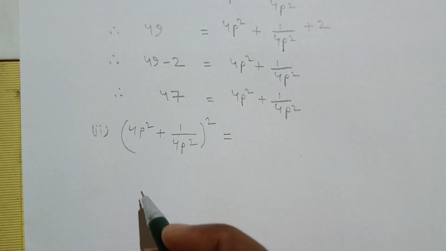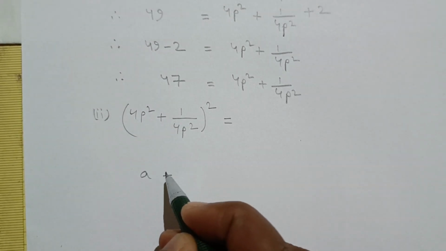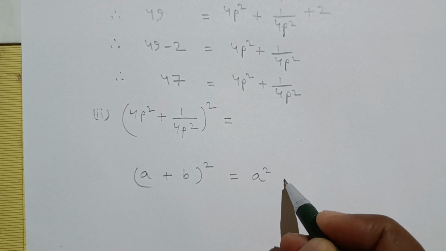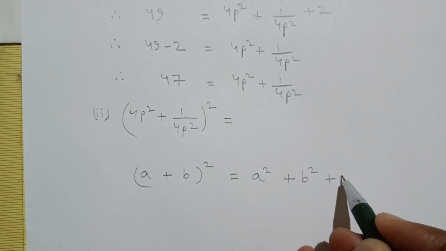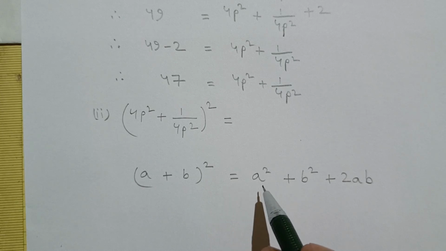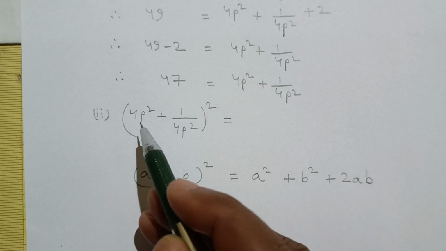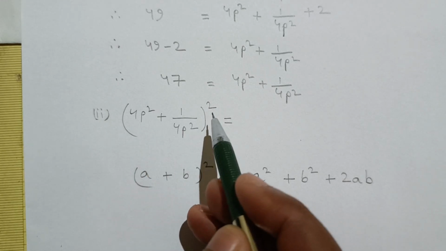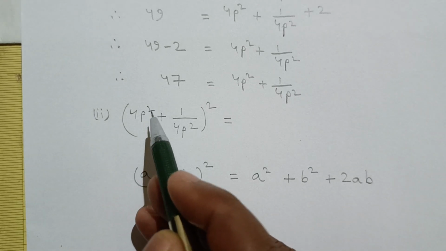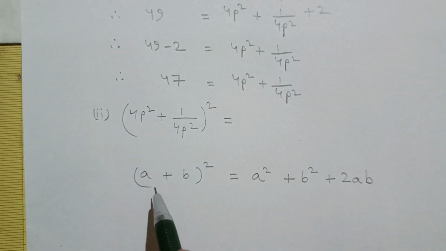So I know the algebraic identity a plus b whole square, which is a square plus b square plus 2ab. This algebraic identity is known to me. Now I am going to compare 4p square plus 1 upon 4p square whole square with a plus b whole square.